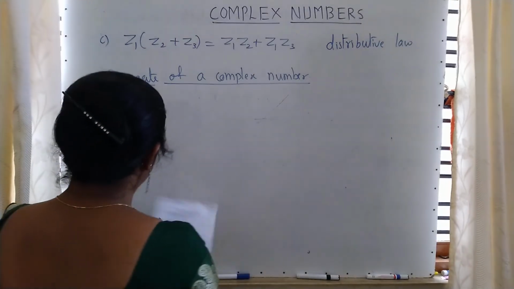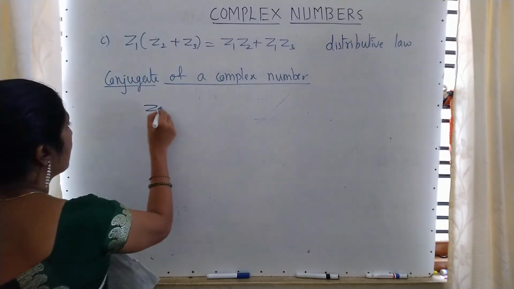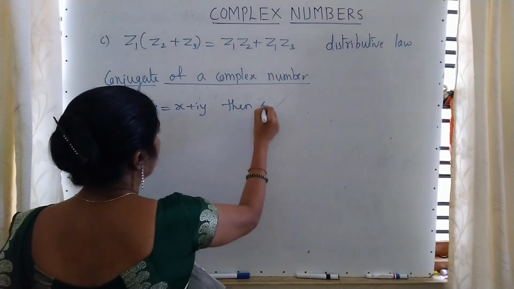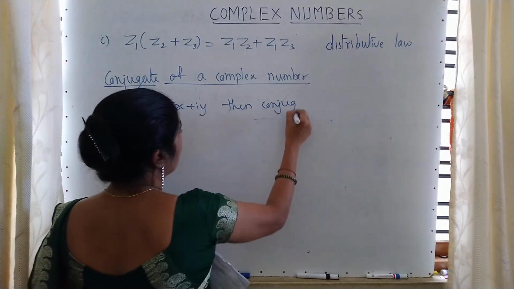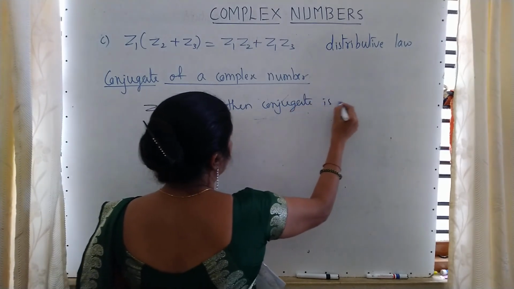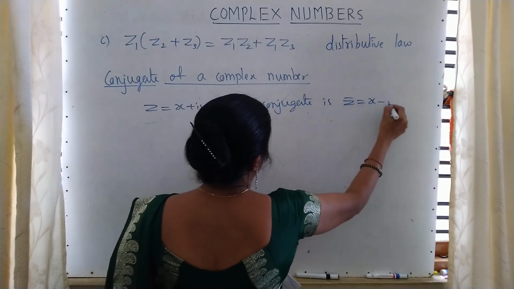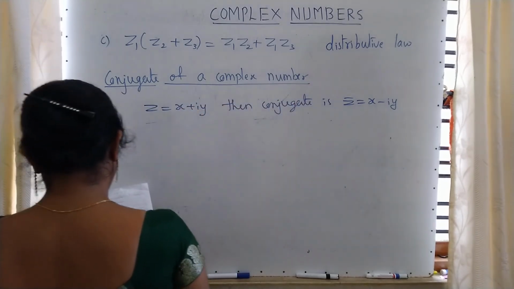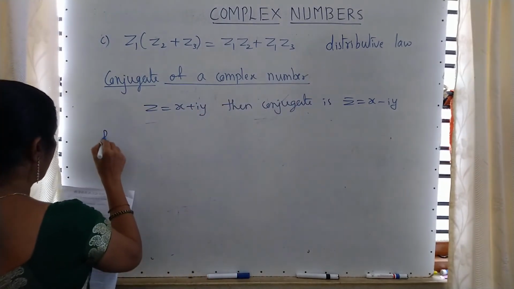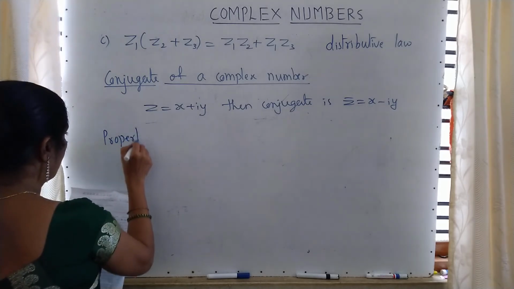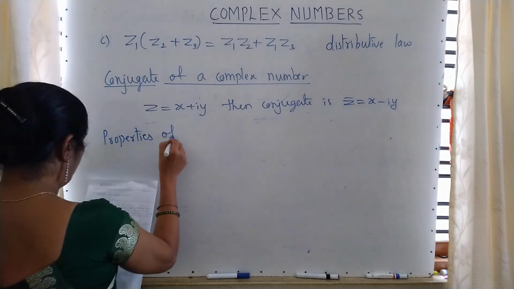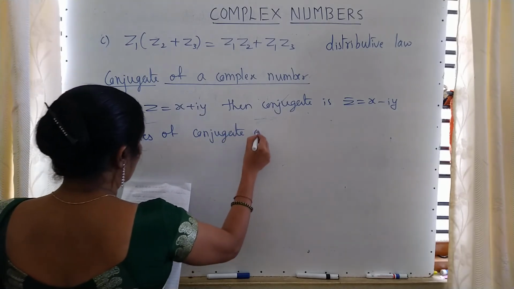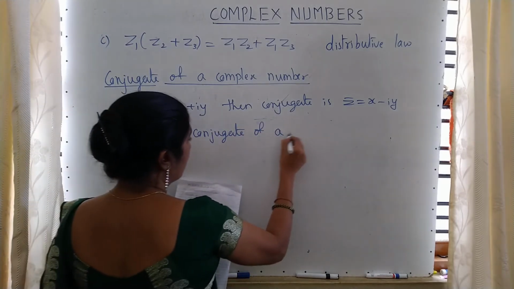Moving to the next one. Now if z is equal to x plus iy, then the conjugate z bar is x minus iy, or its conjugate is x plus iy. Now moving to properties of the conjugate of a complex number.